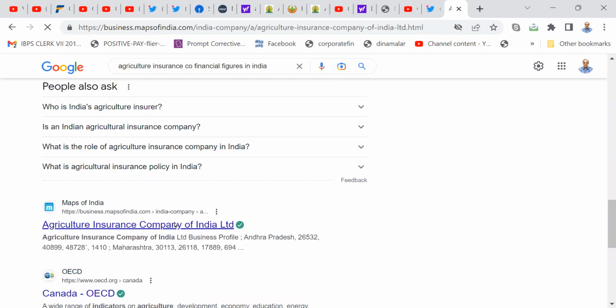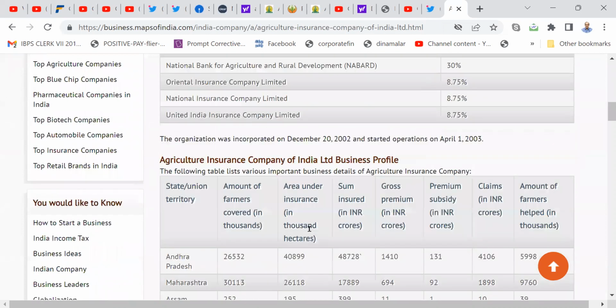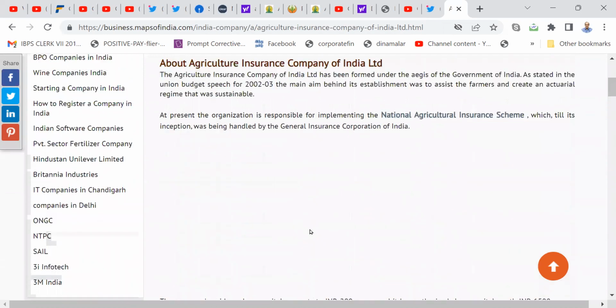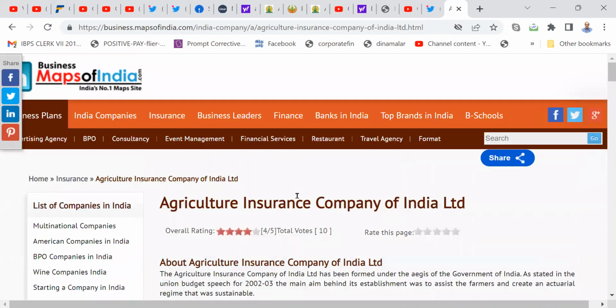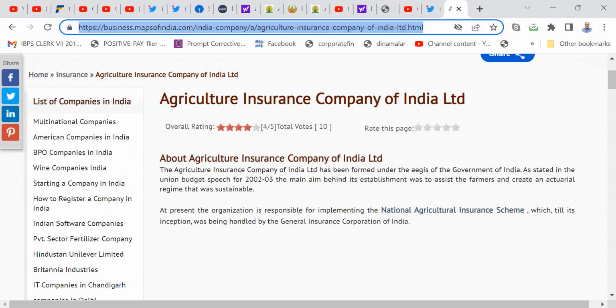Maps of India, you will find it there, no? I think this seems to be better. Agriculture Insurance Company of India Limited has been formed under the aegis of the Government of India. As stated in the Union Budget Speech, the main establishment was to assist the farmers and create an actuarial regime. So this one is useful. Read this. Okay, sir.